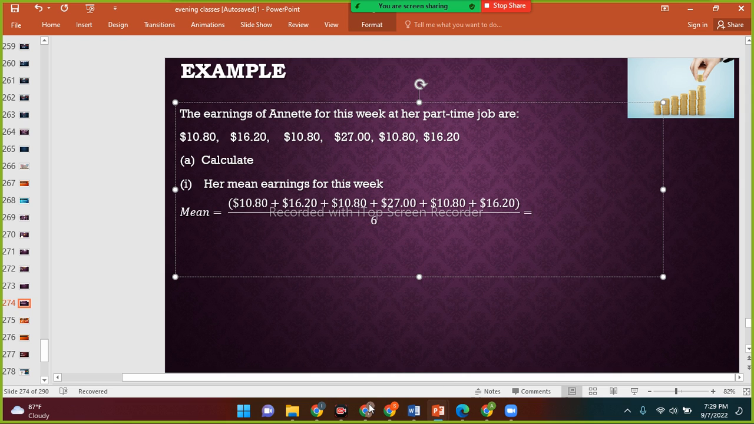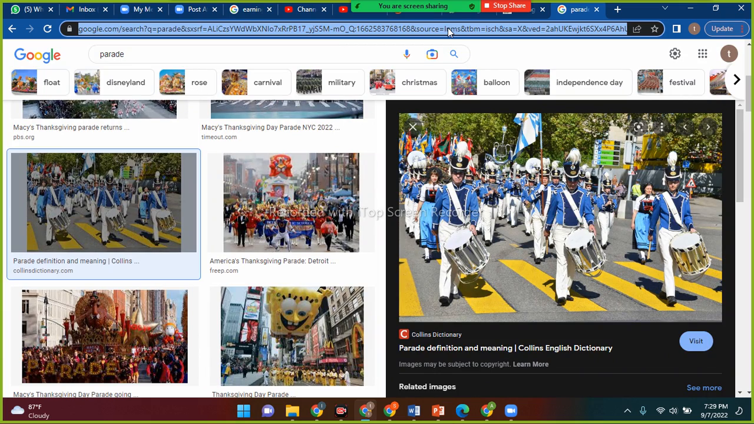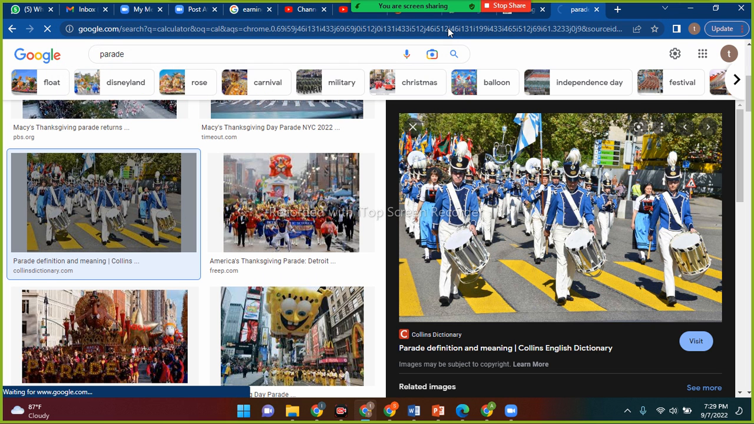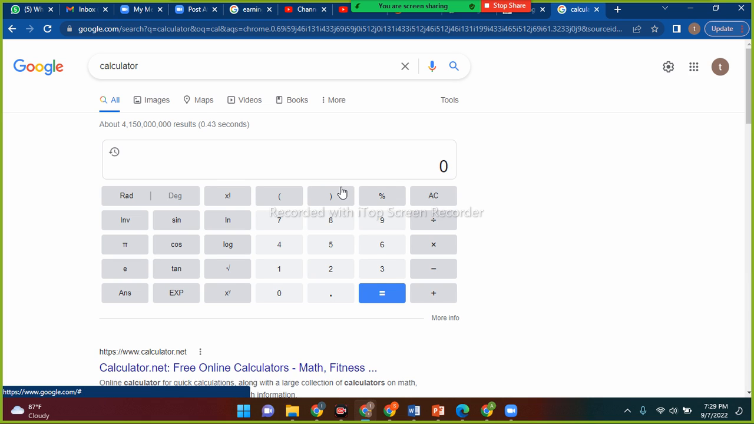So let me go to my calculator. Calculator, where are you? Now you may be wondering why I have a parade on my laptop. That's because I was trying to teach my students what procession means. So I was telling them it's like a parade.